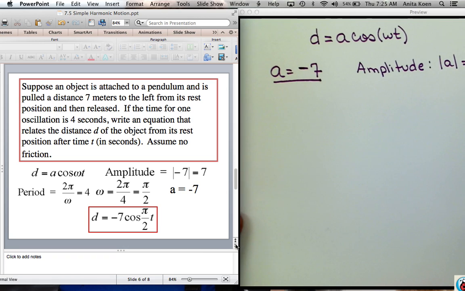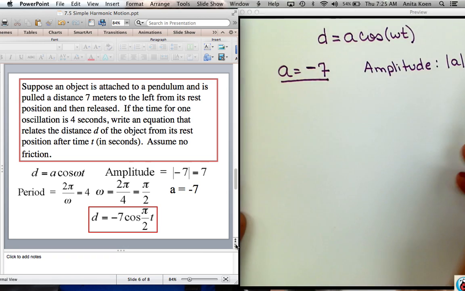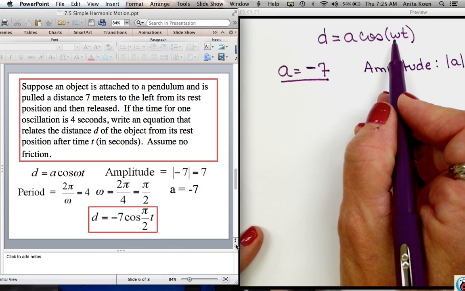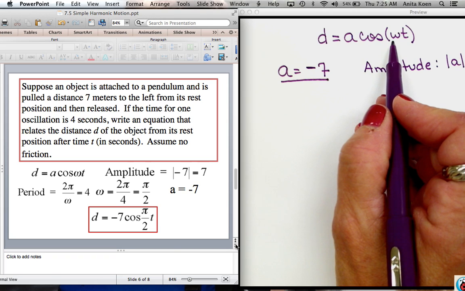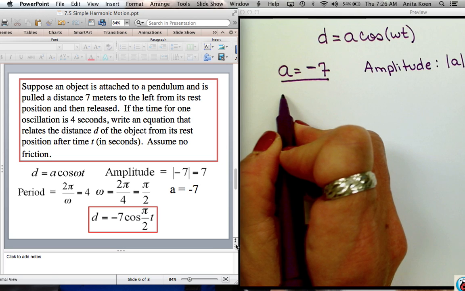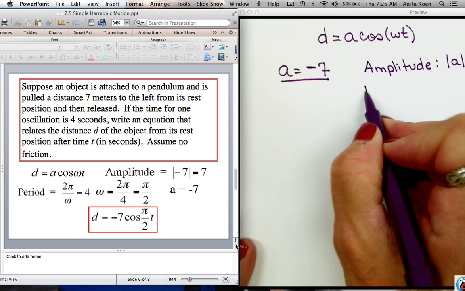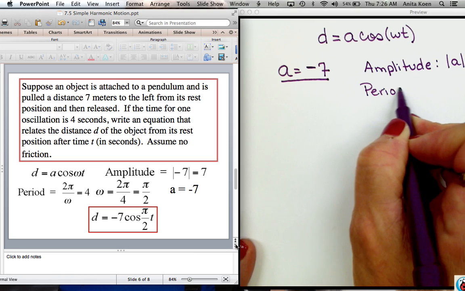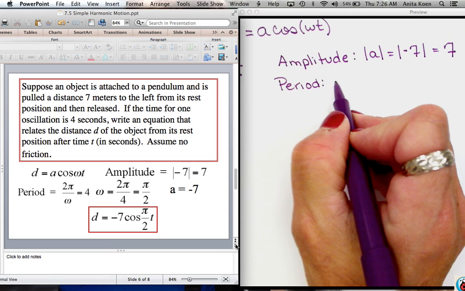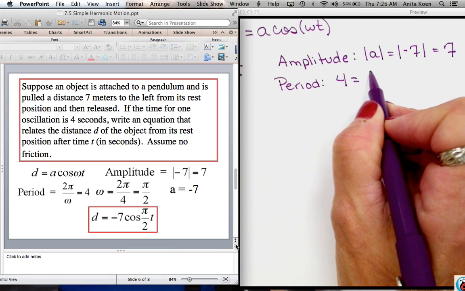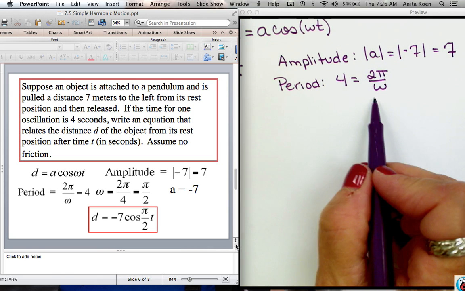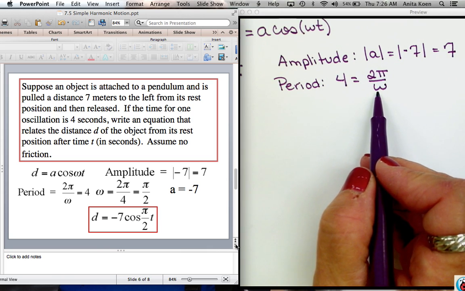The other thing that we need to see here is what omega is. We know that we need omega for our formula, but we don't have omega in the problem. However, they do tell us what the period is. We know that the period is 4 seconds. We also know a formula for the period, which is 2 pi divided by omega. Well, if we could solve this for omega, then we'll have our information.